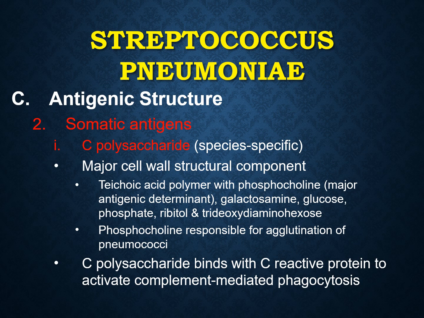One of the somatic antigens is C polysaccharide, which is species specific. The C polysaccharide is a major cell wall structural component. It is a teichoic acid polymer with phosphocholine, galactosamine, glucose, phosphate, ribitol, and trideoxydiaminohexose. The phosphocholine is responsible for the agglutination of pneumococci, and you know well that choline is an important constituent in the growth medium of Streptococcus pneumoniae, that is the Reinhardt infusion agar. This C polysaccharide binds with the C reactive protein to activate complement mediated phagocytosis.